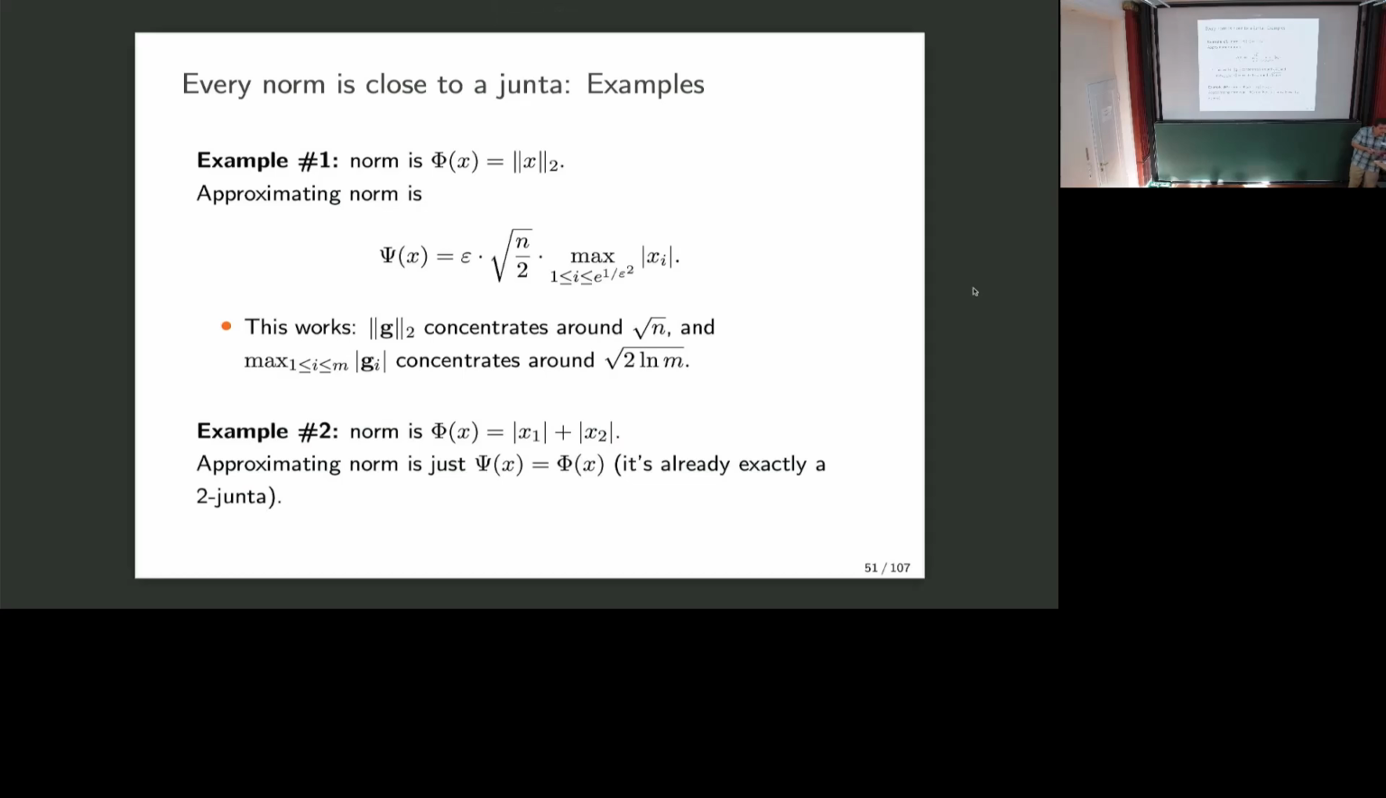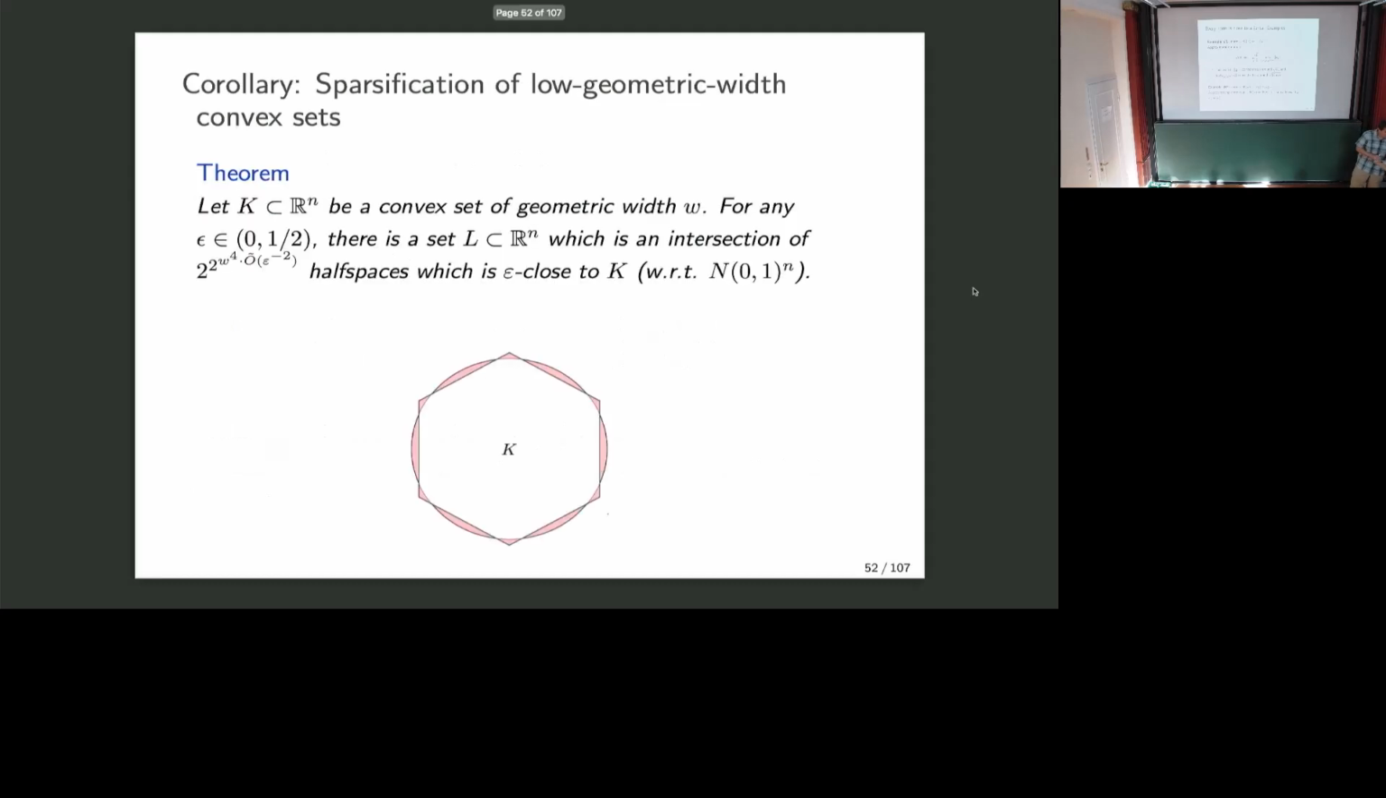A second silly example: if I come to you with a norm which is the L1 norm over 2 particular directions, well, that's already a 2-junta, right? No approximation required. It just depends on x1 and x2. Okay. So far, so good? Good. Okay, moving on. We are also able to establish the motivating result that I started off talking about, sparsification of these low-width convex sets. I'm not going to go over this in detail. It's exactly the thing we were talking about originally.